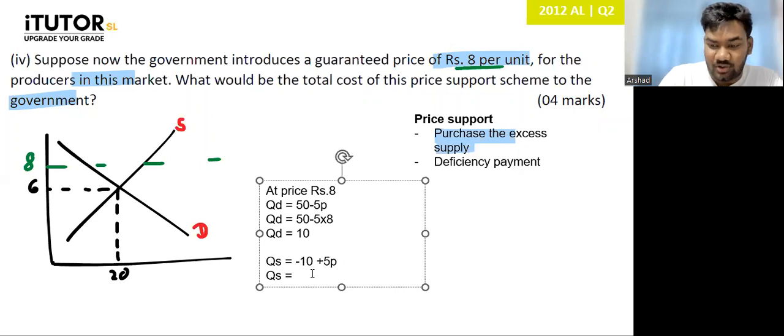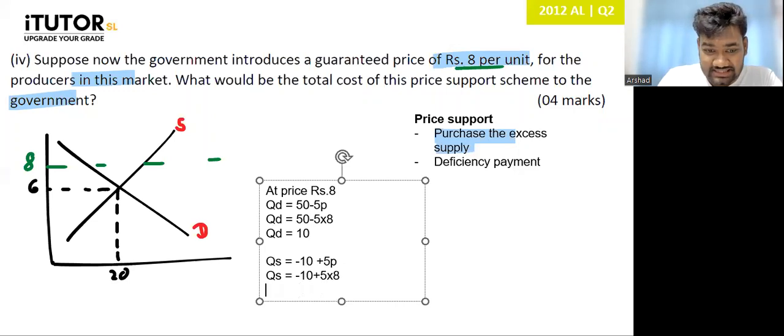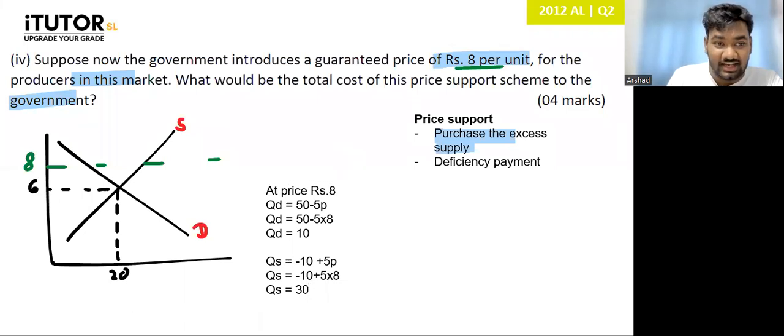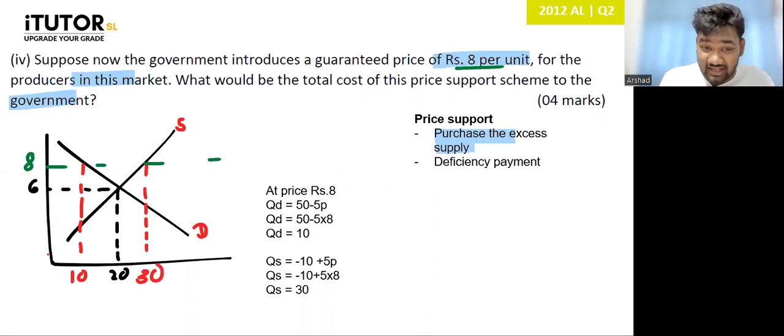Okay, right. So QS is minus 10 plus 5 into 8. 5 into 8 is 40, so this is 30. Then can you tell me, guys, how can we label our diagram now? At price 8, the demand is 10 units. At price 8, the supply is 30 units. So at this price of 8, suppliers are willing to supply 30, but consumers are willing to buy only 10 units. So how much of an excess supply is there in this market? Excess supply in this market is 30 minus 10, that is 20 units.